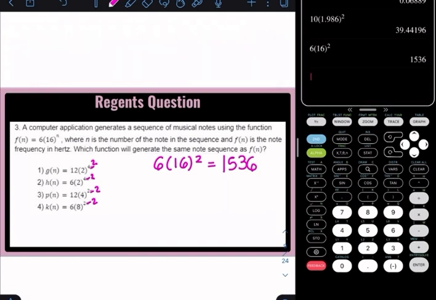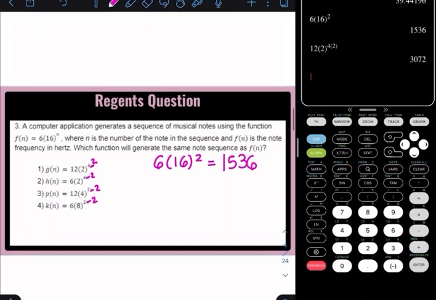So answer choice 1, we would have 12 parentheses 2 raised to the 4th power times n, which is 2. That would equal 3,072, which is not the same answer that we got originally. Now let's look at 2. We're going to have 6 times 2 raised to the 4th power, and we're making n 2, which would be 1,536, which is our answer because that's the same as what we got originally. And let's just understand how they got this. Well, what is 2 to the 4th power? 2 to the 4th power equals 16, the original number.